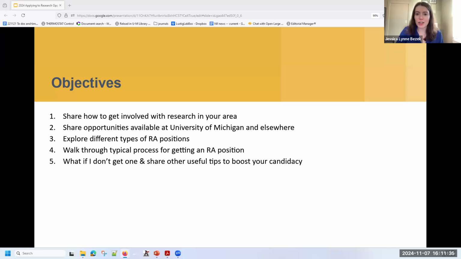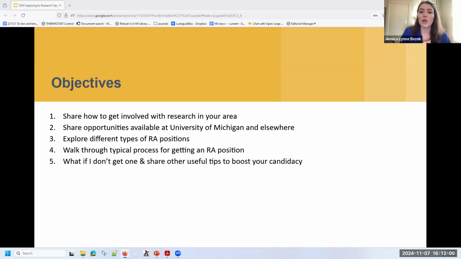So what are we actually going to talk about today? We're going to cover a number of different topics that are broadly listed out here. The first is that we're going to discuss how to get involved with research in your area. We'll talk about opportunities specific to the University of Michigan, but also ones that exist elsewhere, because we know that some of you are coming from other places all around the country or the world.